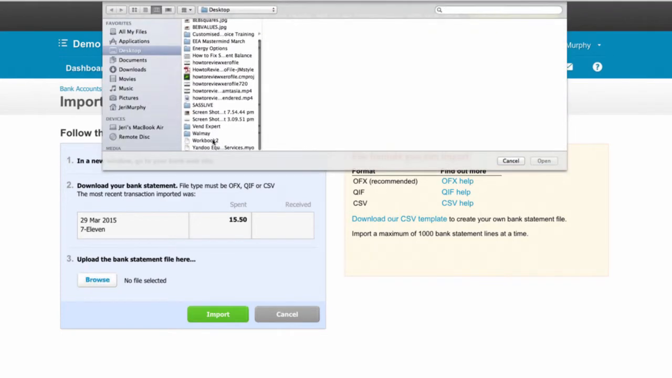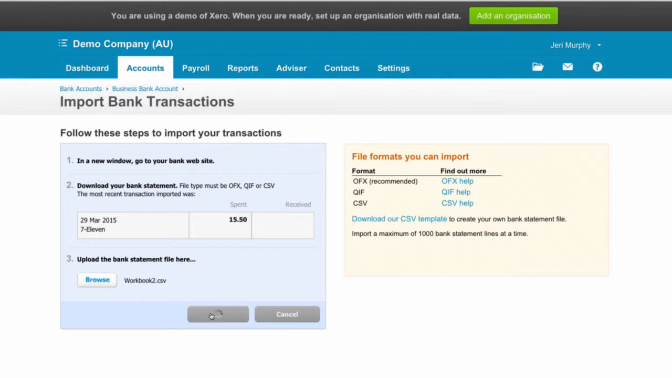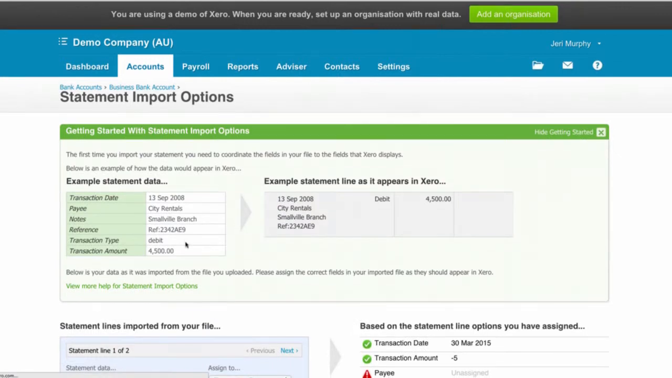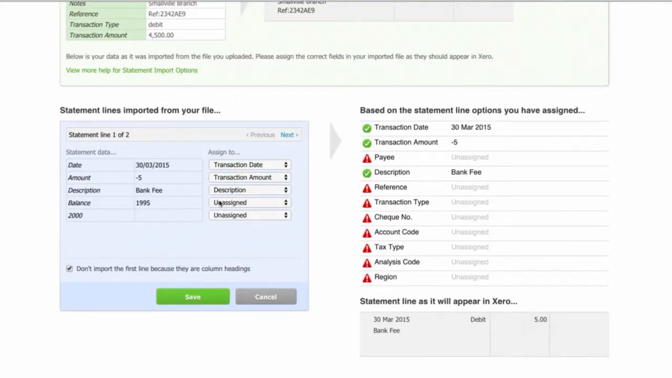Now you might be thinking at this point, but you haven't deleted out the balance. How is it going to work? How's the template going to work? Well, what happens is you just tell Xero to ignore that column.